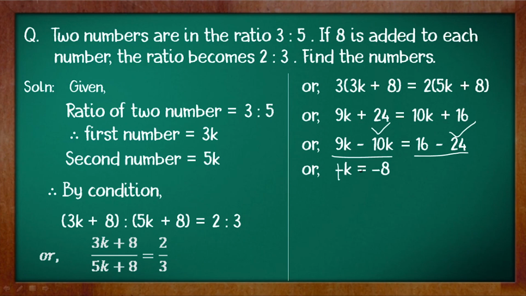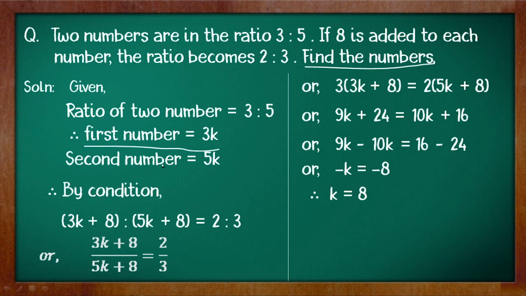Now after cancelling minus and minus, we get k equals 8. So what is the value of k? It is 8. But here we are not asked to find the value of k, we have to find the numbers. So what are the numbers? The first number is 3k, and the second number is 5k. So we'll replace the value of k here and here.